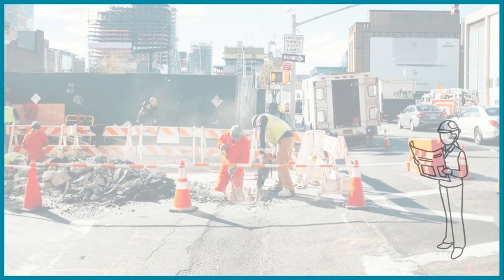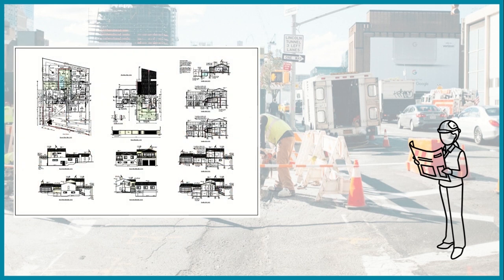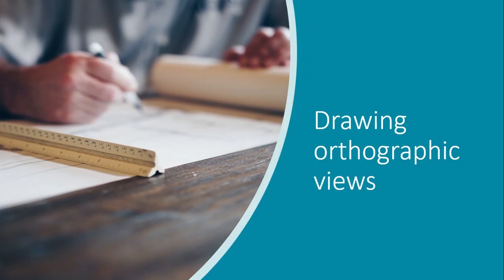Also in construction, orthographic projection is used to produce working drawings which detail the various views of a building and which maintain the relationship between height, depth and width so that the building can be accurately constructed from these drawings. So that's where orthographic projection is used in terms of applying it in the real world.